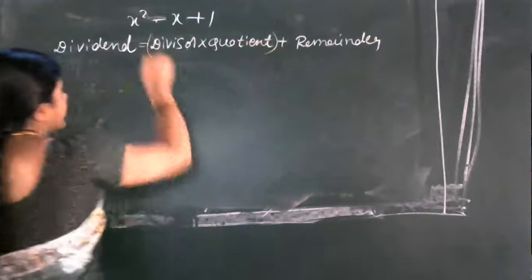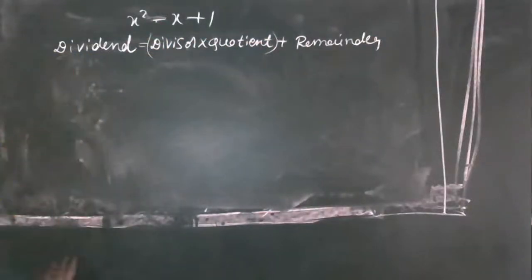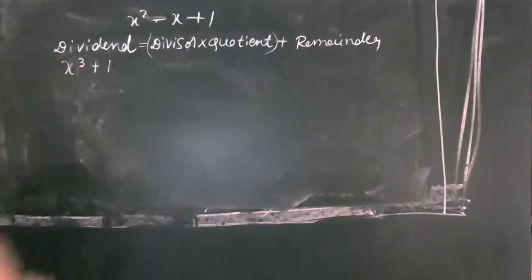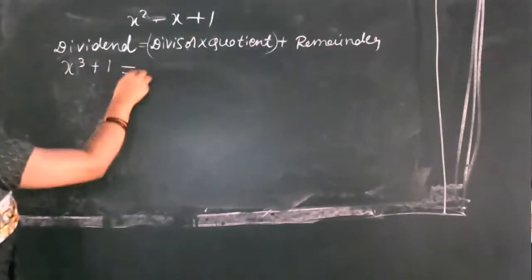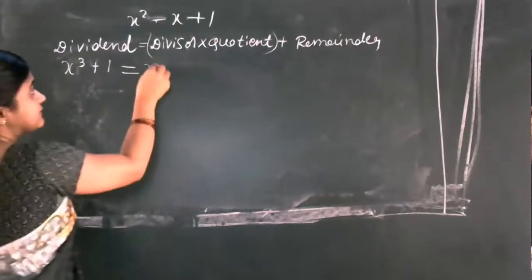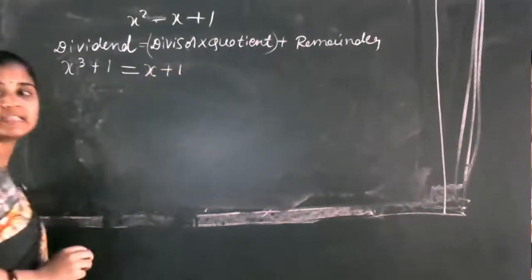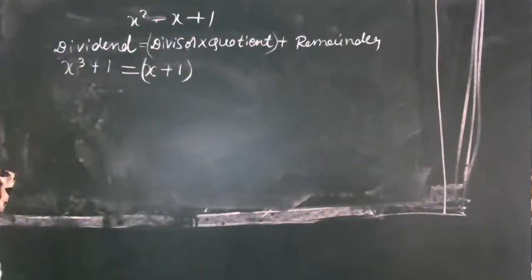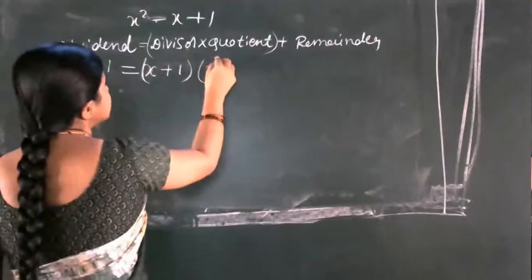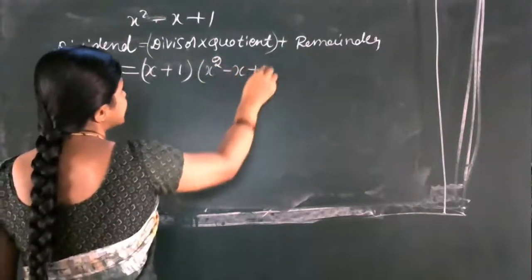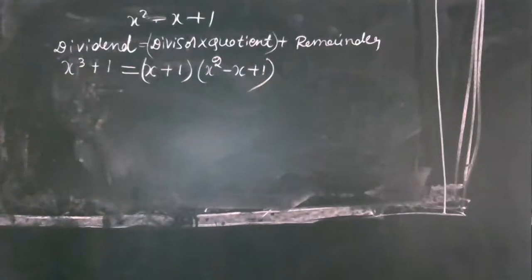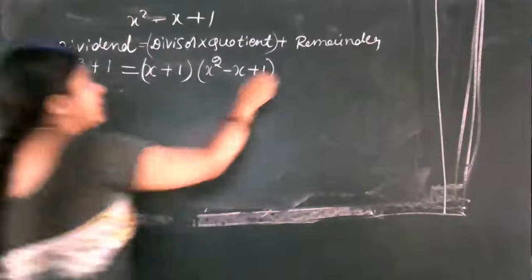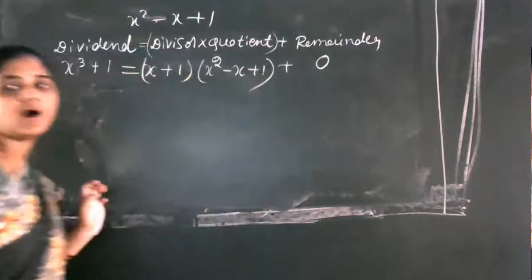So this is the product, divisor into quotient. This is the verification part. Now in the dividend place, what is there? x cube plus 1. Which is equal to, in the divisor place, x plus 1, in brackets because it is a binomial. Quotient you got x square minus x plus 1. Remainder you have got 0.